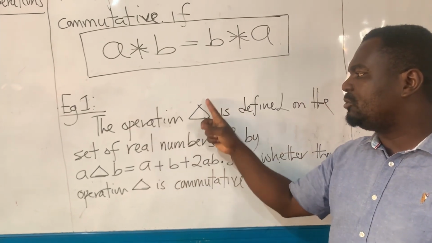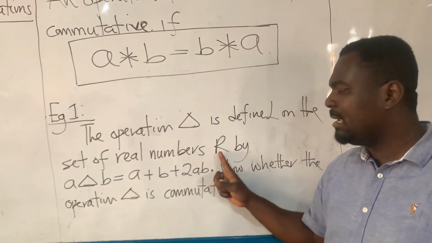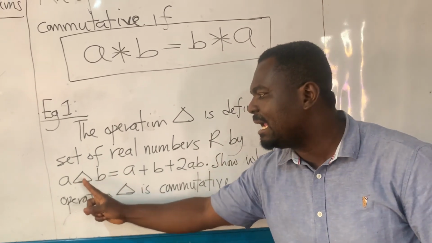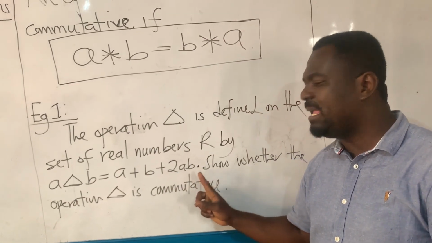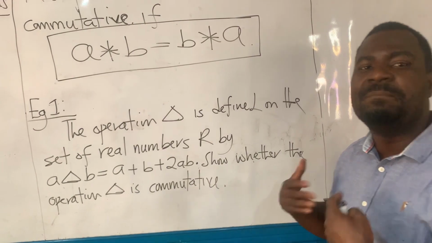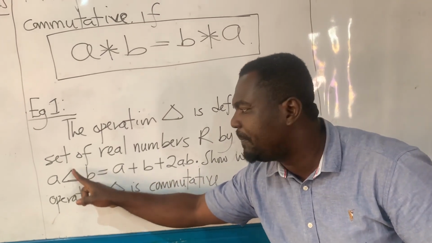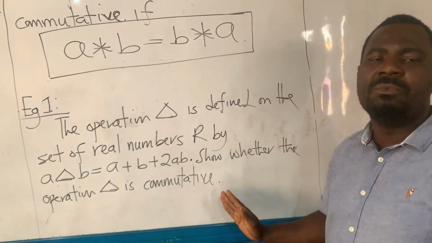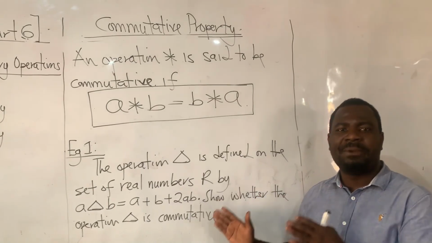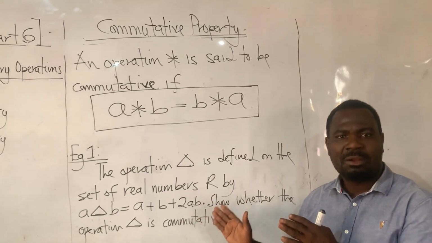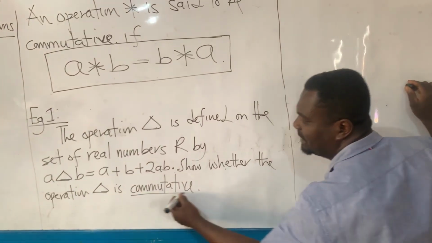Okay, let us use the property of commutative in solving this example 1. An operation triangle is defined on a set of real numbers R by A triangle B equals A plus B plus 2AB, and we've been asked to show that this operation triangle is commutative. So we are proving that the operation triangle is commutative.